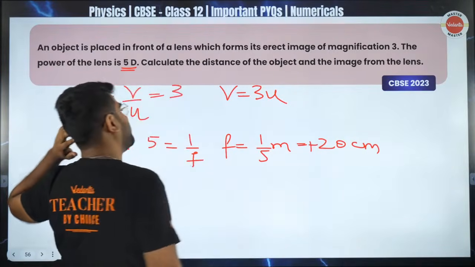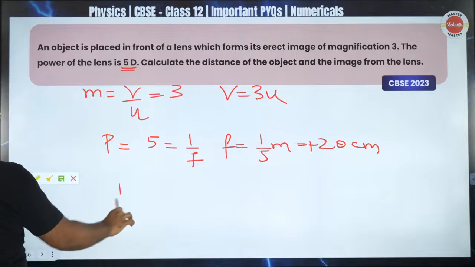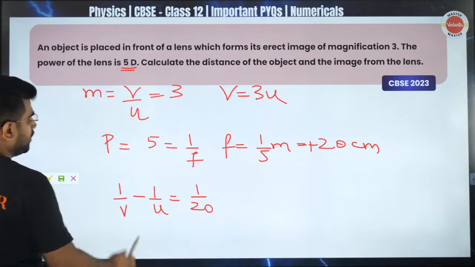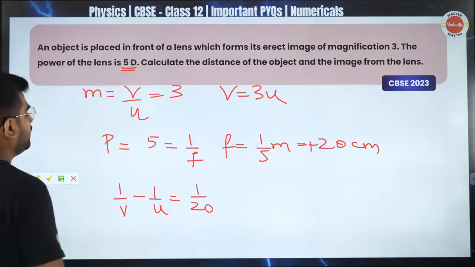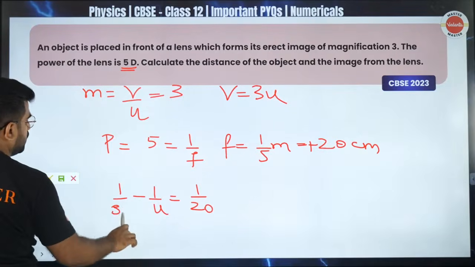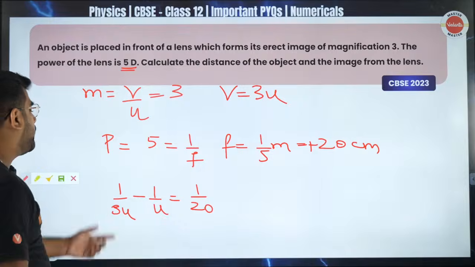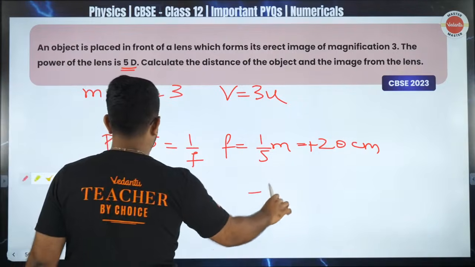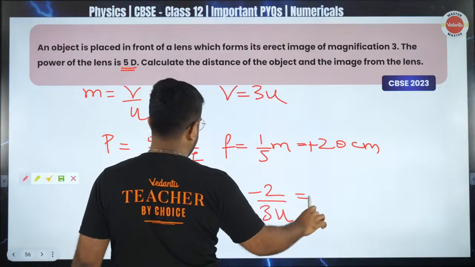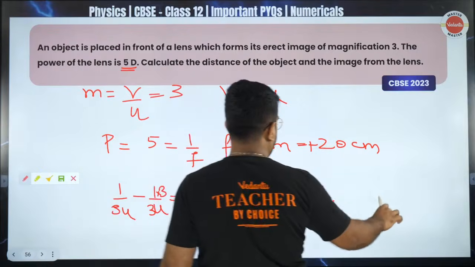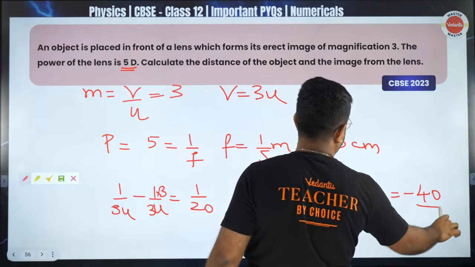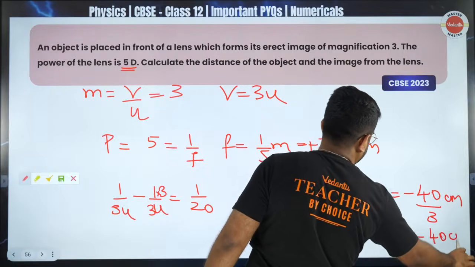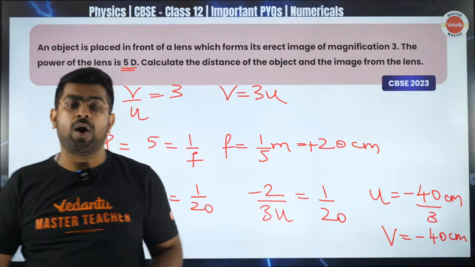So F is 20 centimeter, V and U, that's the relation. So 1 by V minus 1 by U is equal to 1 by F. V is equal to 3U. So substitute V as 3U and solve it. Now I can take LCM. So I'll multiply by 3. So I'll get minus 2 by 3U is equal to 1 by 20. So U is equal to minus 40 by 3, and V is equal to minus 40 centimeter. So that's your answer. I hope all of you liked it.